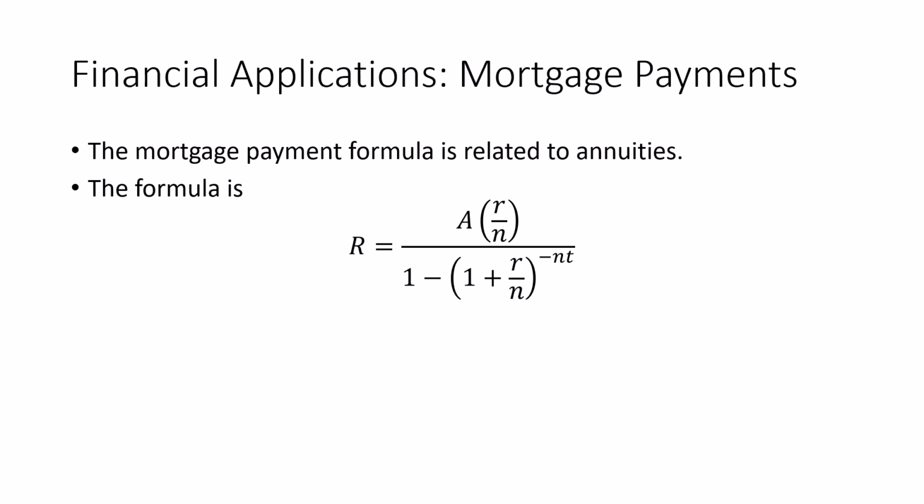The formula happens to be R. That capital R, again, means the amount that you're going to pay for the loan, is equal to capital A, that's the amount of the loan itself, times the quantity r over n. And that product is going to be divided by 1 minus the quantity 1 plus r over n raised to the negative nt power. So this formula is what's used to calculate payments on a mortgage, if you will.